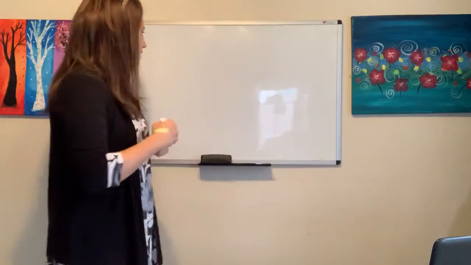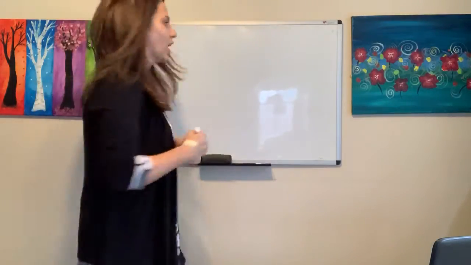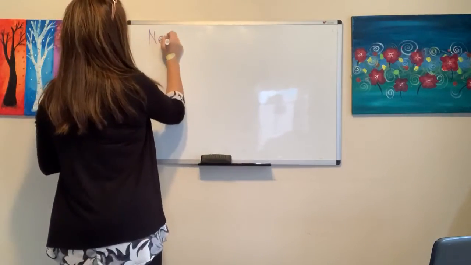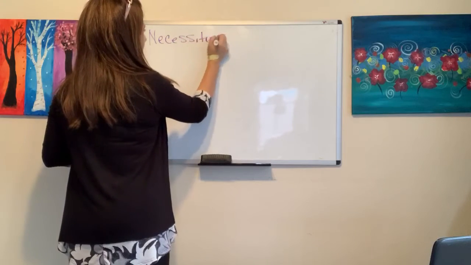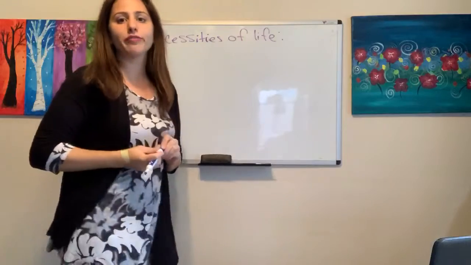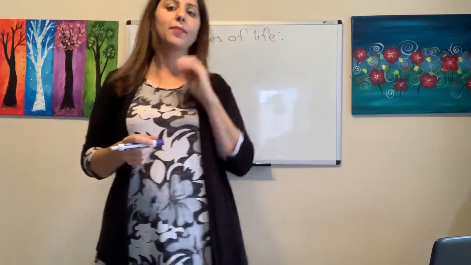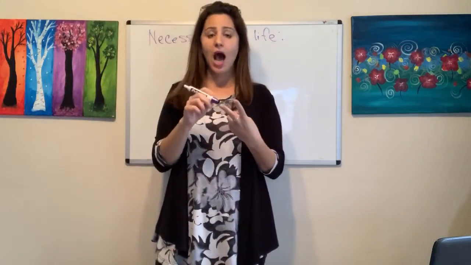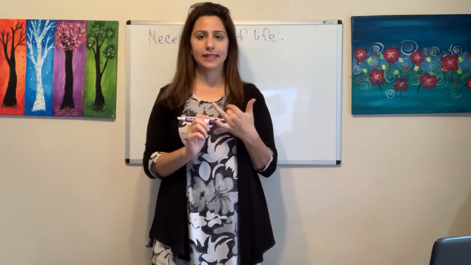We are learning about the necessities of life. We talked about this in class. This is kind of where we left off. We said that there are 4 necessities: water, oxygen, food, and a place to live.